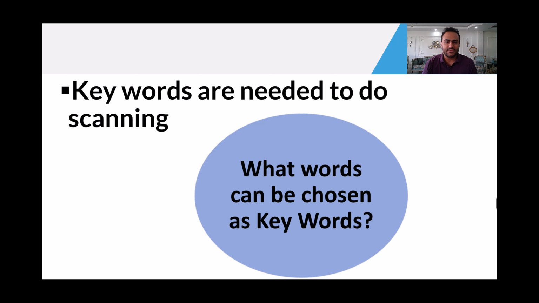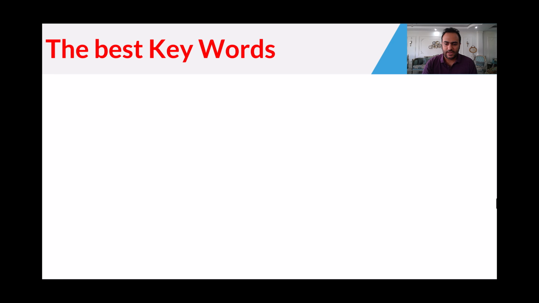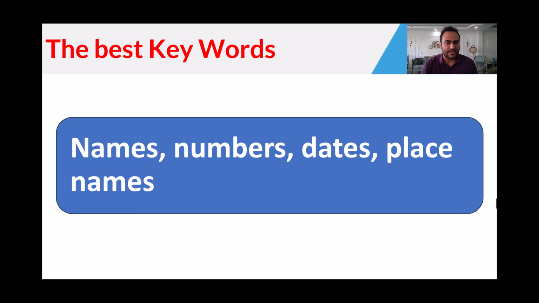Now, the question is this: what words can be chosen as keywords? The best keywords can be names, numbers, dates, and place names. I think these types of keywords have the highest priority because they cannot be easily paraphrased. For example, the names of people or the numbers, dates, or place names. The writer and the test designer cannot easily paraphrase them and change them. So these are the best keywords if we can have them.